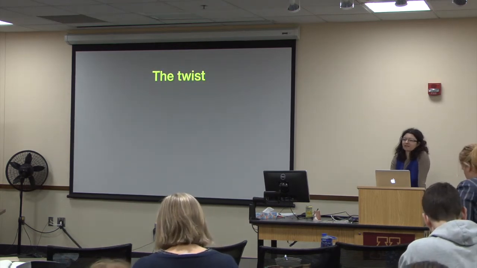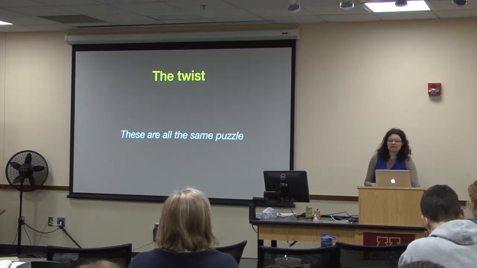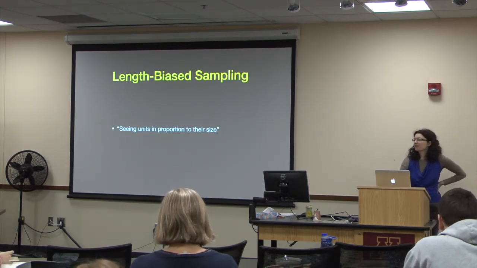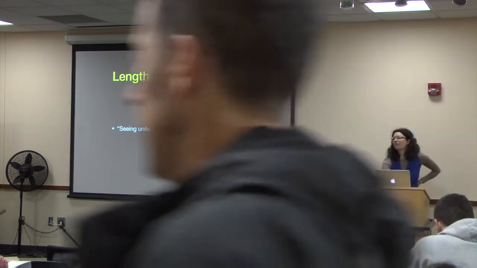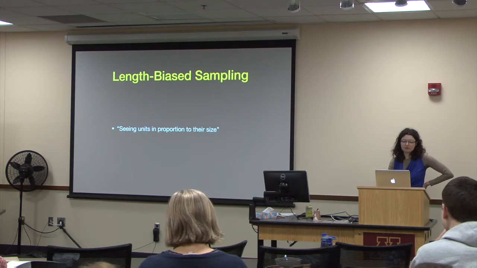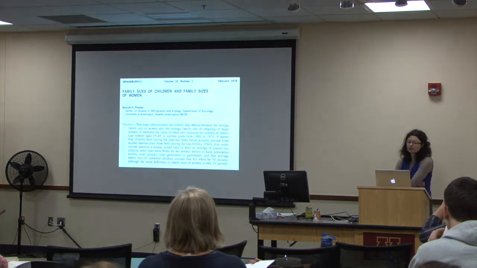Here's the twist. These are all the same puzzle. The name of the puzzle is called length-biased sampling. It's also called size bias. It's called that because it means seeing units in proportion to their size. So I'm going to use those family sizes to explain how those worked.